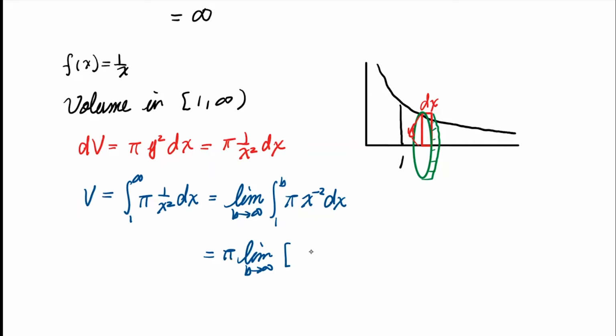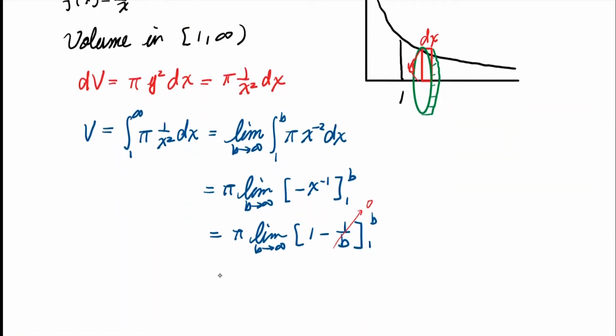And then we'll just have x to the negative 1, so negative 1 over x, from 1 to b. And plugging in as always, we have pi, limit as b approaches infinity, and then this one first, 1 minus 1 over b. Now, if we take the limit, this one dies. Good. So we get pi.